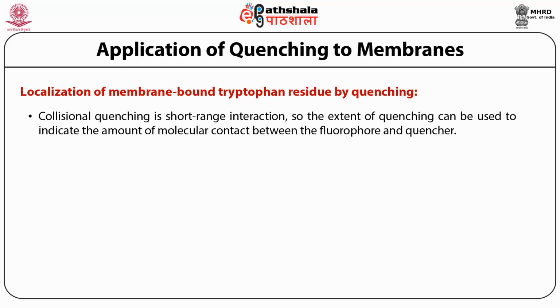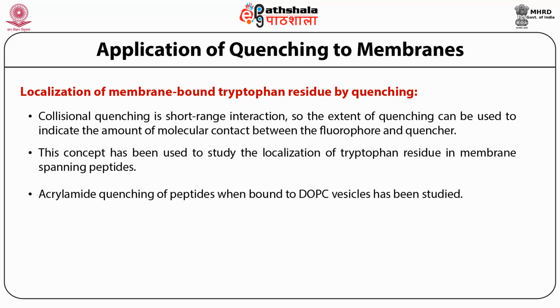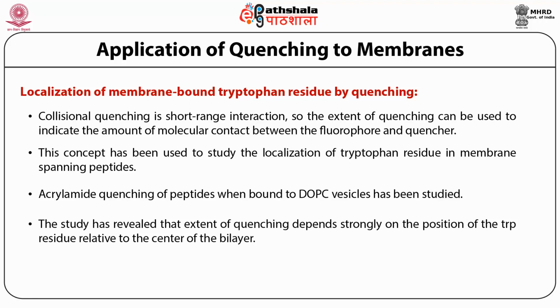For this, the collision quenching technique has been used, and because it is a short-range interaction, the extent of quenching can be used to indicate the amount of molecular contact between the fluorophore and the quencher. This concept has been used to study the localization of tryptophan residues in membrane-spanning peptides. Acrylamide quenching of peptides bound to DOPC vesicles has been studied for these reasons. The study has also revealed that the extent of quenching depends upon the strength, and the position of the tryptophan actually dictates the quenching of the system.